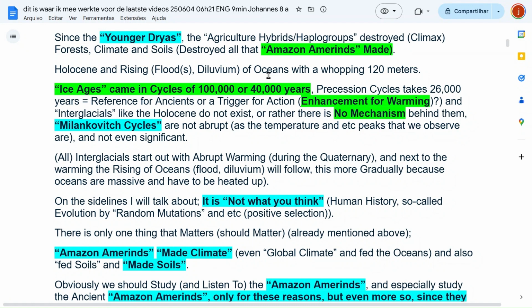And before the 100,000 year cycles, there were 40,000 year cycles, which already proves that it's not one cycle or one mechanism. Or at least it's not a clear cycle. We will talk later about the precession cycles that take 26,000 years and connect the ice age and interglacial cycles more to the precession cycles than to the Milankovitch cycles. But that's probably for another video.